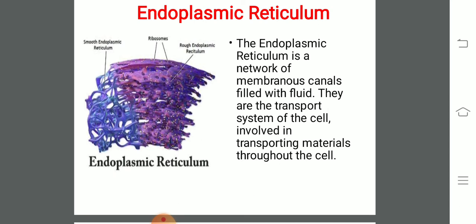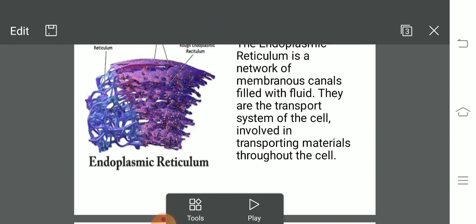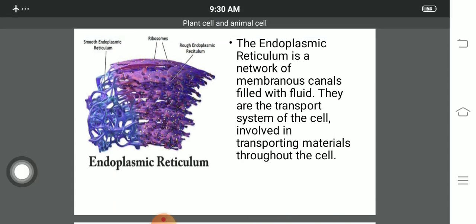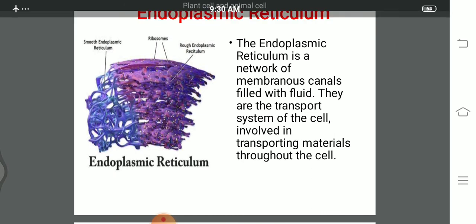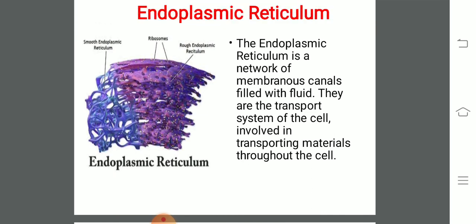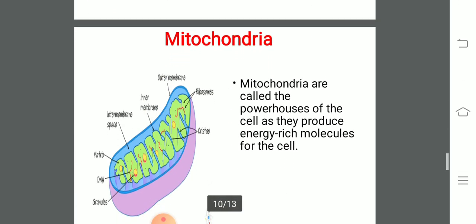Toxins that have entered the body through the food, air and water are made soluble by the endoplasmic reticulum and then flushed out of the body. Okay, the next one is a what?